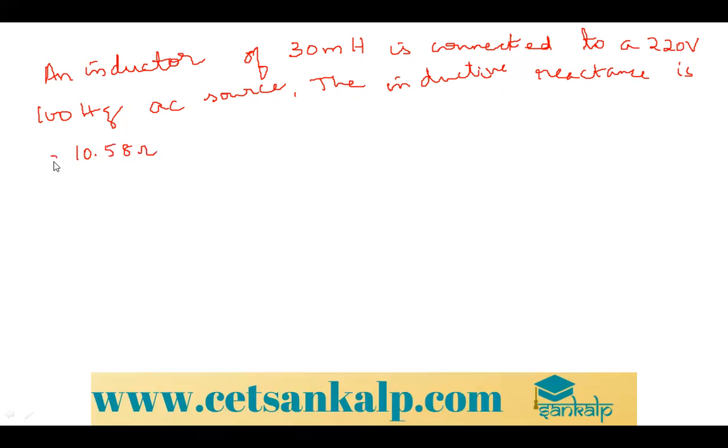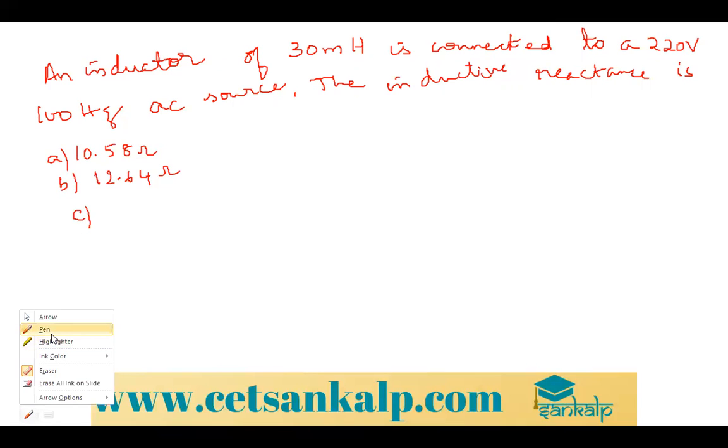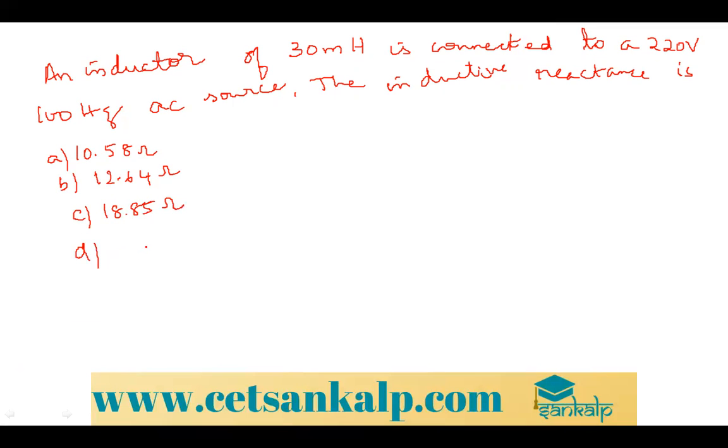Option A is 10.58 ohm, B is 12.64 ohm, option C is 18.85 ohm, option D is 22.67 ohm. So I want to find the XL.